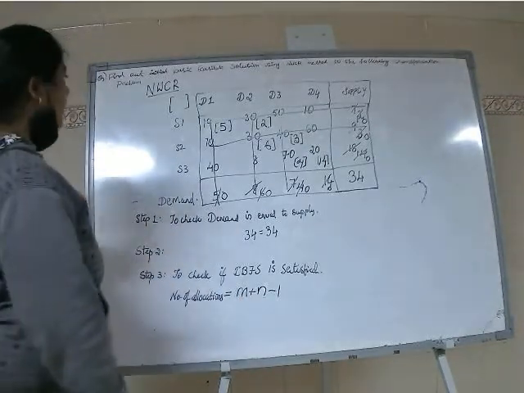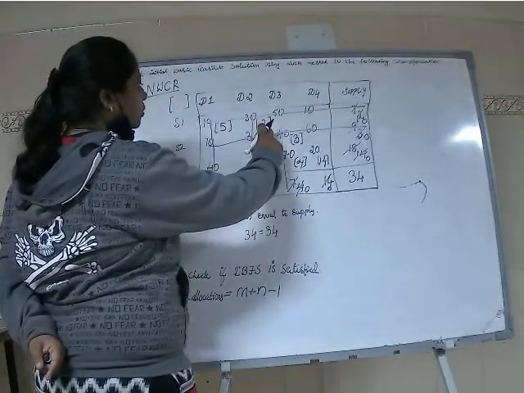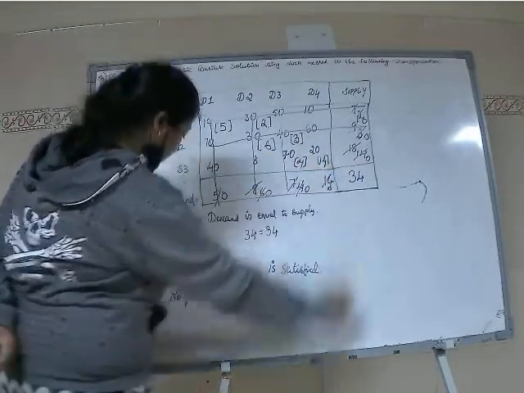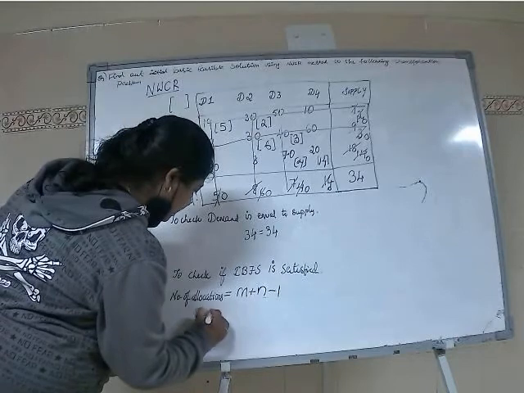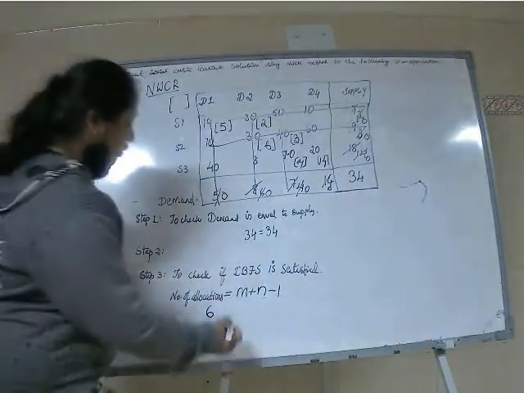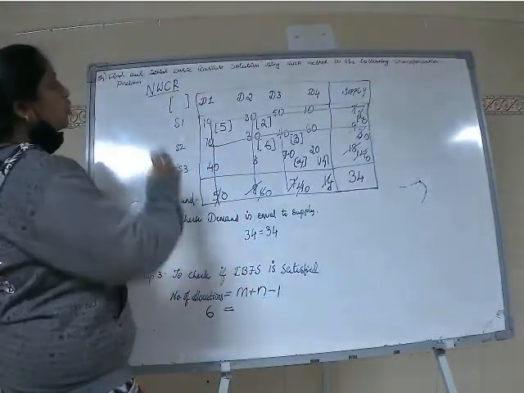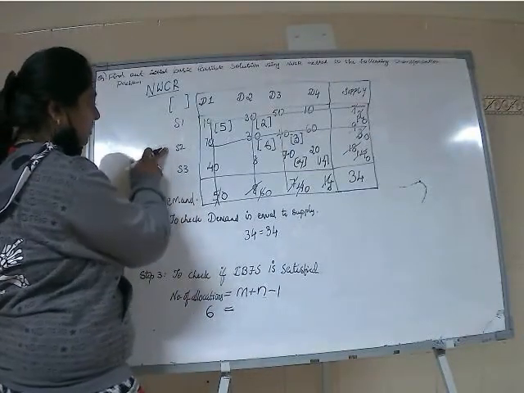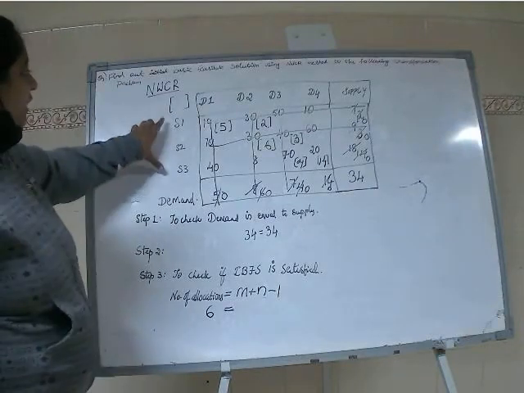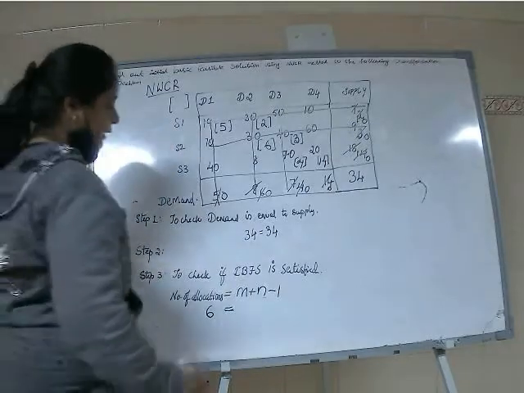Okay students, so here you need to count first. How many allocations are there? 1, 2, 3, 4, 5 and 6. So here there are 6 allocations. This should be equal to m, that is rows. How many rows are there? 1, 2, 3. Don't consider demand and supply. You need to only consider the source as the rows. That is 3.